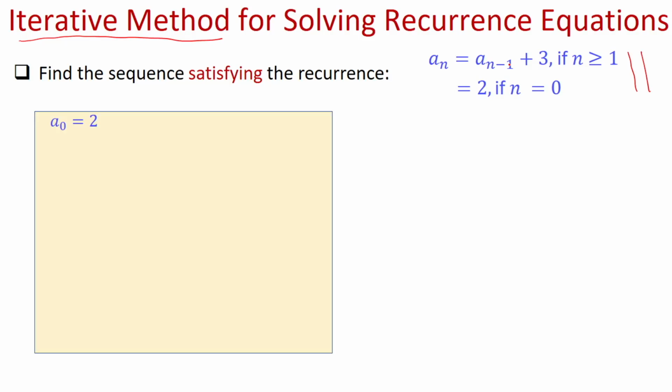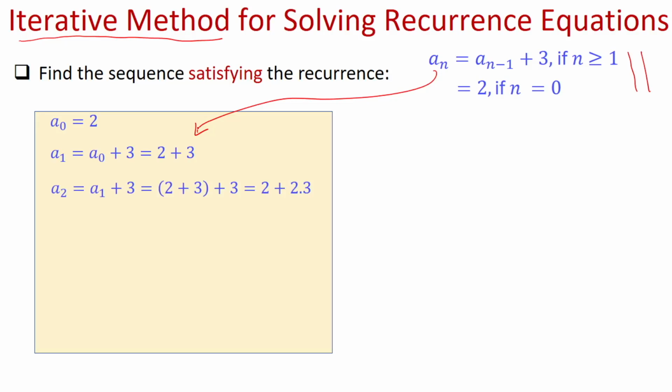So we start with a0, which is the starting term. It is given to be 2. Then, as per our recurrence condition, the first term of that sequence will be the previous term plus 3. The second term of the sequence will be the first term plus 3. And now we have already obtained the value of a1. a1 is 2 plus 3, so I am substituting that. If I substitute overall, then I get the second term is 2 plus 2 times 3.